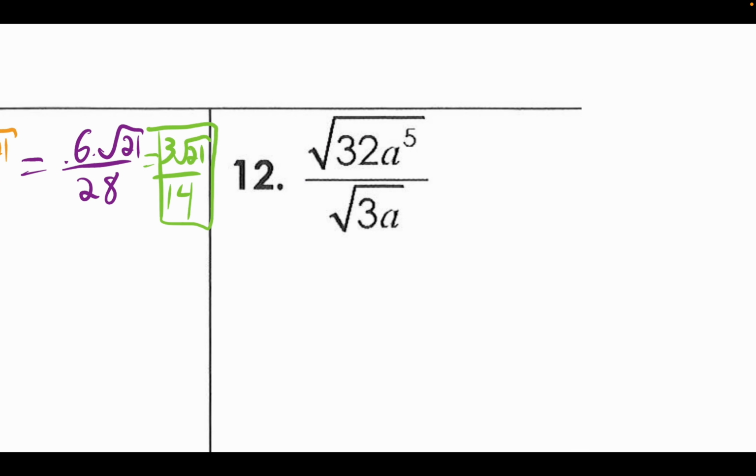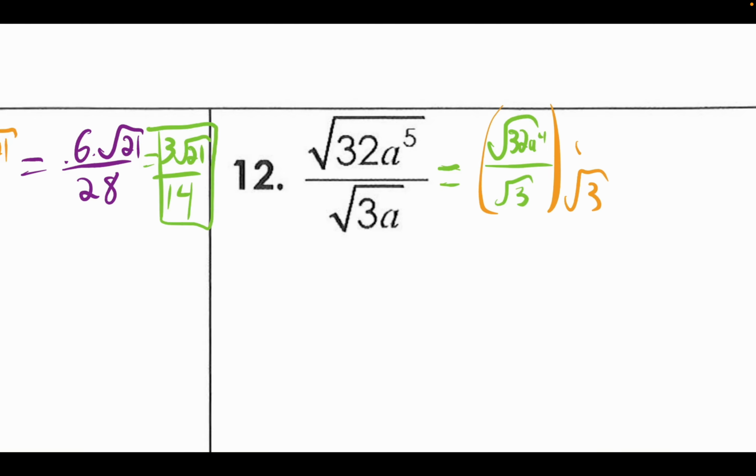On to number 12. Once again, we check to simplify first if we can. 32 and 3 don't simplify, but the a's do. So we get the square root of 32 a to the 4th over 3 square root of 3. Now we'll need to multiply the top and bottom by the square root of 3. This will give us the square root of 96 a to the fourth over 3.